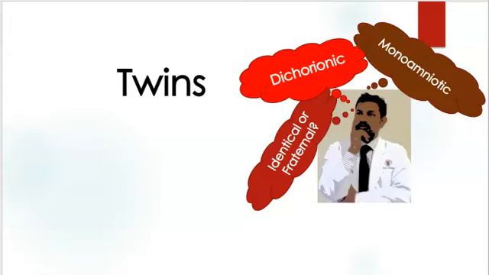So I will try to make it as simple as possible. We will learn terms like dichorionic, monoamniotic, identical or fraternal. This terminology we will understand.